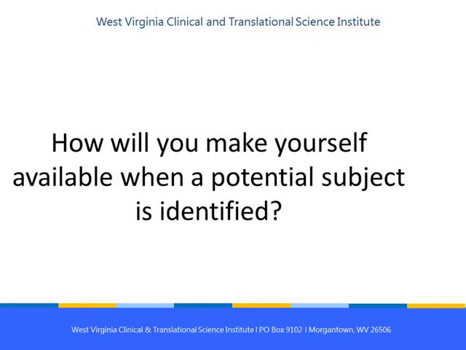So, question. How will you make yourself available when a potential subject is identified? So this one is tough. I'm not expecting anyone to really jump up and answer because it's difficult. There's no real easy answer to this question. You know, it takes time to do research. It takes time to make sure that you're consenting your patients and giving them the information they need. It takes time. So in essence, research has to be a priority in your practice. It's going to take extra time. You have to believe that participation in that trial is a good option for the patient.